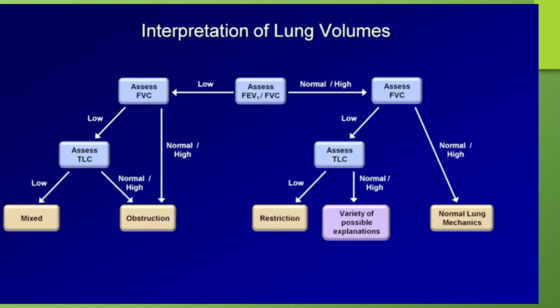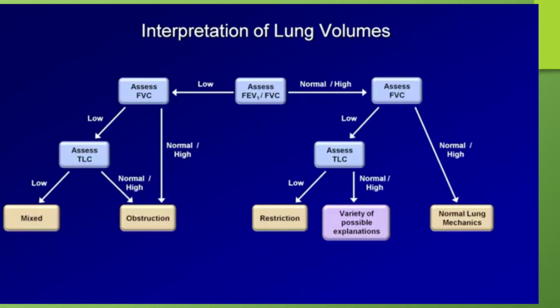Now if the FVC is also low, then we will assess the total lung capacity. If the total lung capacity is normal or high, then it is obstructive lung disease. If it is low, then there may be a mixture of obstruction and restriction. Now come to the other part of this algorithm, where the FEV1/FVC ratio is normal or high. Now you assess the second parameter, FVC. So the FEV1/FVC ratio is first, second is FVC, third is total lung capacity or TLC.